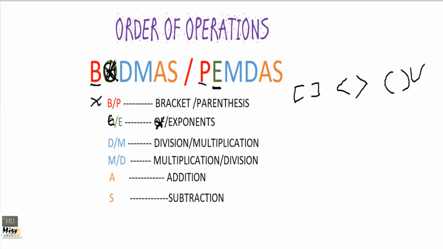If you have an exponent, in PEMDAS it comes after the parenthesis, and you simplify it. After that, the next thing is that in BEDMAS, D comes before M, while in PEMDAS, M comes before D.